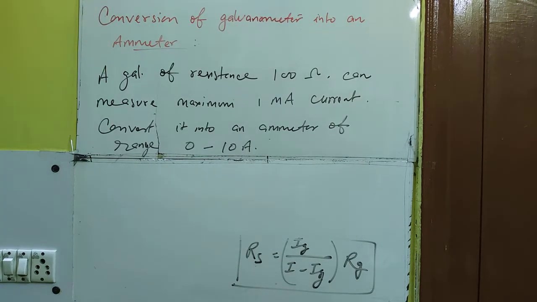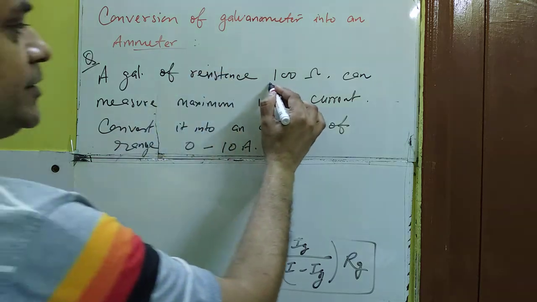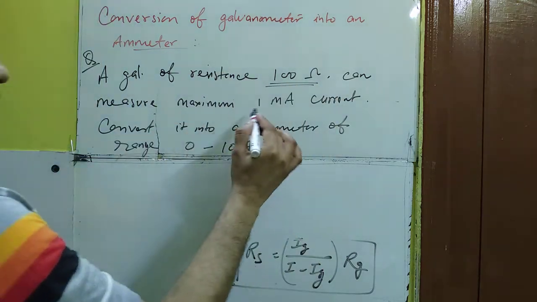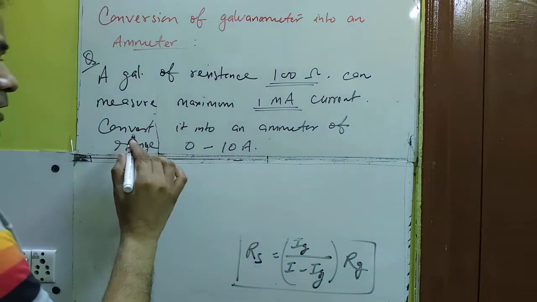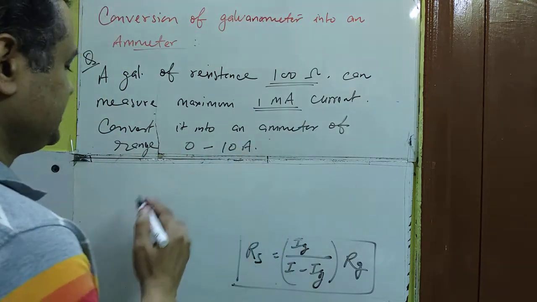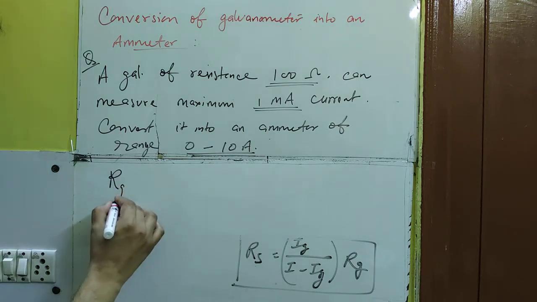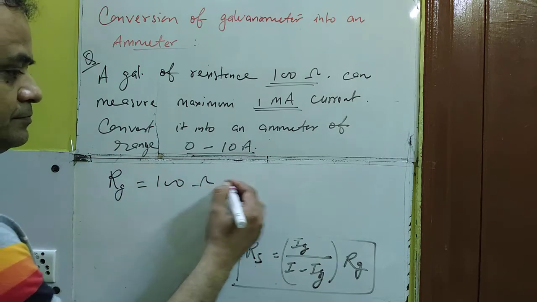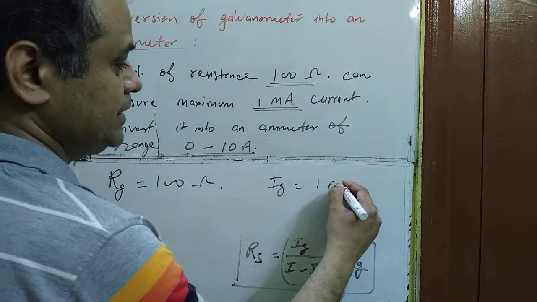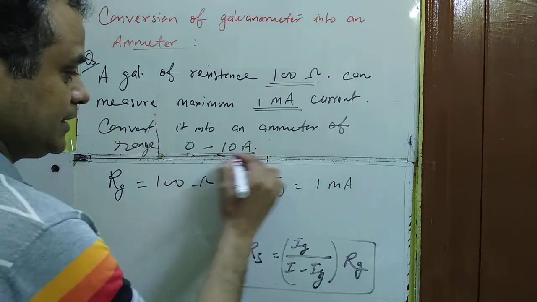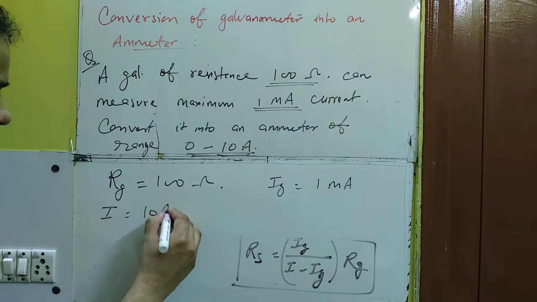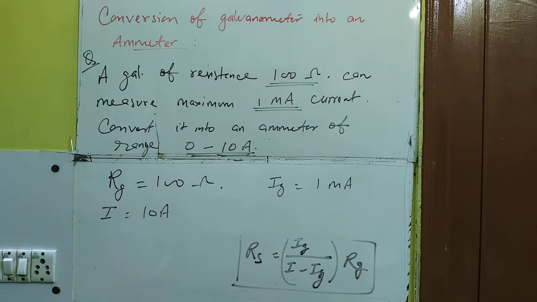Now children, there is a numerical problem. A galvanometer of resistance 100 ohm can measure a maximum of 1 milliampere current. Convert it into an ammeter of range 0 to 10 ampere. So what data are given? The data are Rg is 100 ohm, Ig is 1 milliampere, and we are demanding the current I, that is 10 ampere. That means you need to connect a shunt. So what is the value of the shunt?